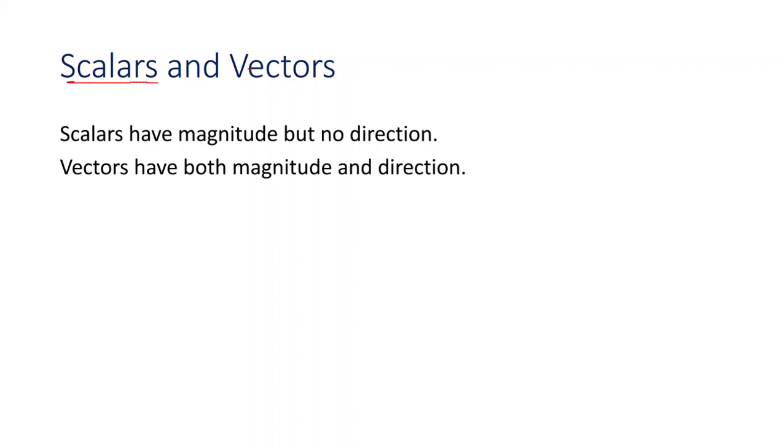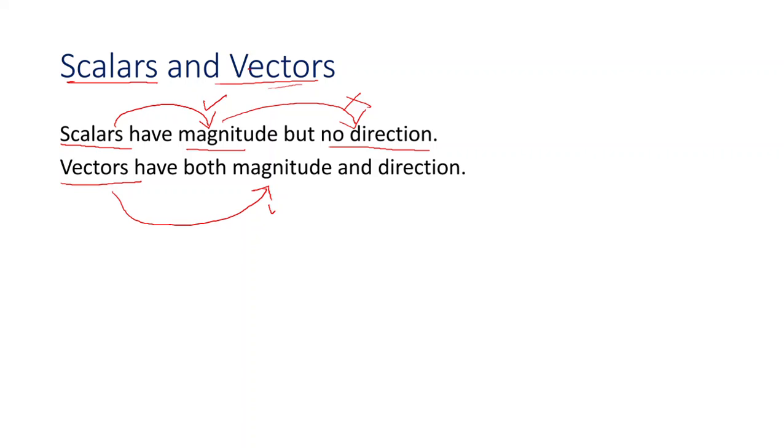Scalars and vectors. This is the very fundamental concept that we need to know. The first and foremost thing in vector algebra is to know what a scalar is and what a vector is. A scalar is a physical quantity that has magnitude but no direction, whereas a vector has magnitude and direction. A vector has both magnitude and direction.